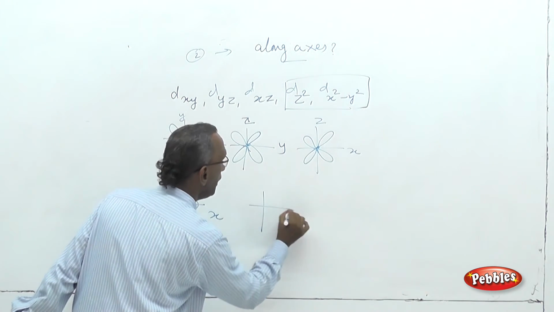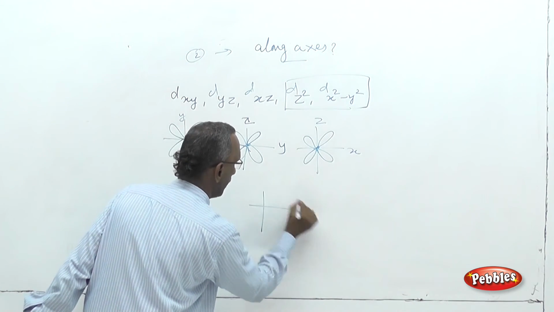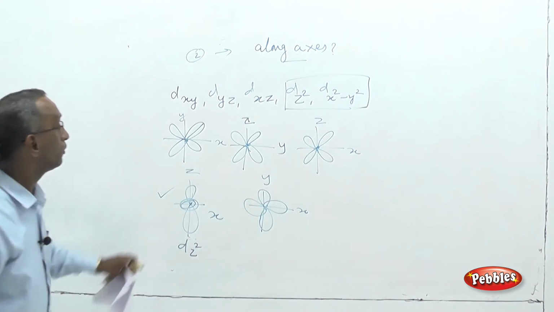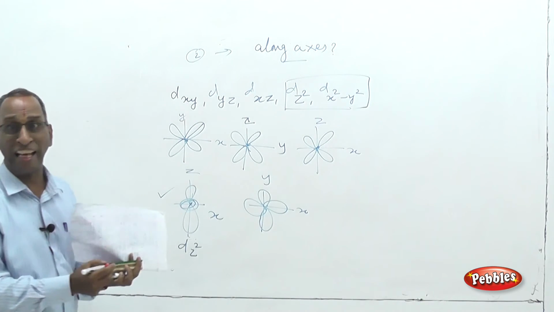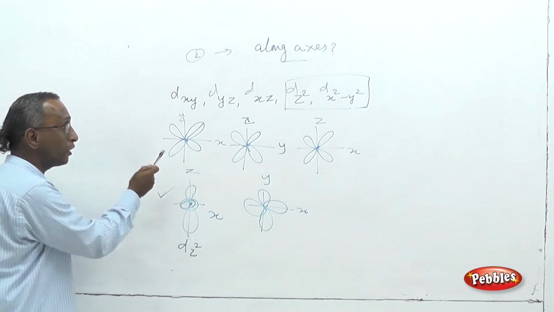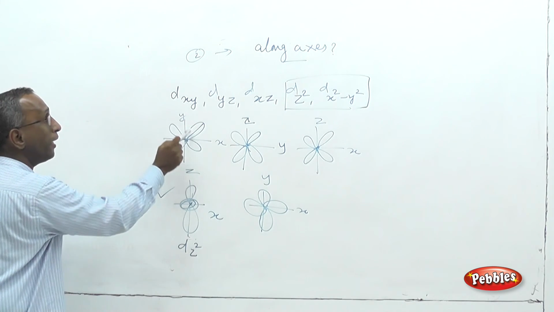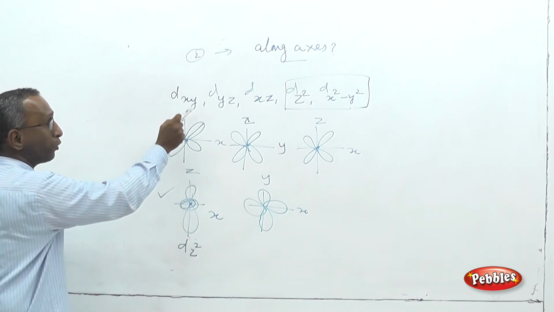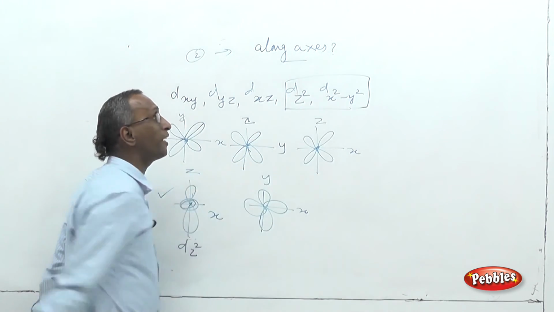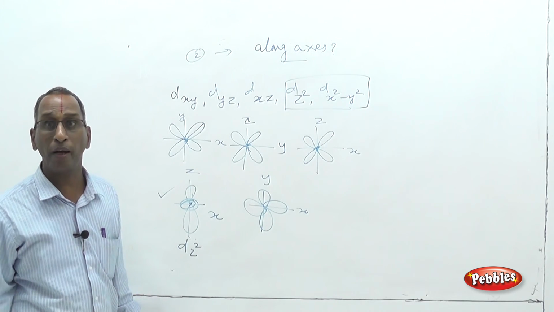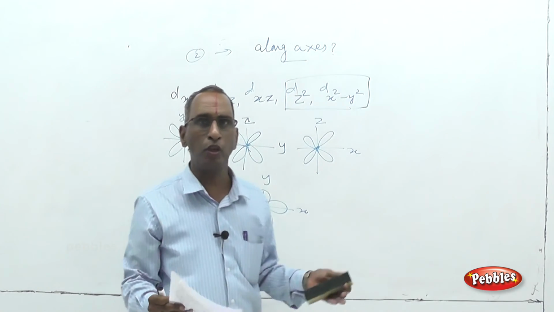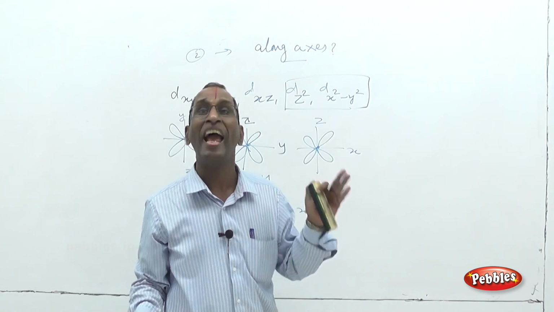Last one, dx squared minus y squared. Here also this is along the axis. All 4 lobes will look alike, but how they are distributed matters. If they are diagonally distributed, it is represented as xy, the product of x and y, or yz. If they are distributed along the axis, it is represented as x squared minus y squared. So these 2 are the orbitals positioned along the axis out of the 5.